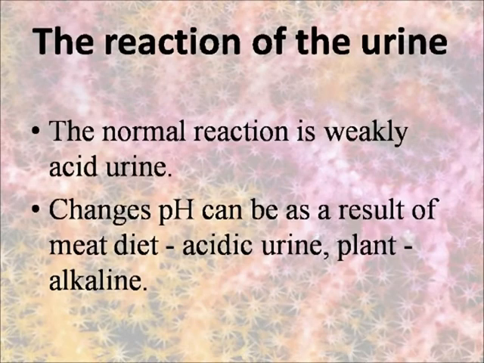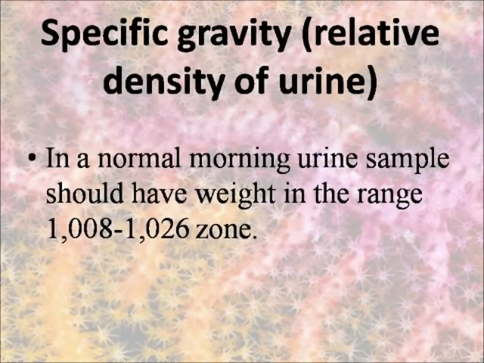The reaction of the urine. The normal reaction is weakly acid urine. Changes in pH can be seen as a result of diet: meat diet, acidic urine; plant diet, alkaline. Specific gravity, or relative density of urine. A normal morning urine sample should have a density in the range of 1.008 to 1.026.